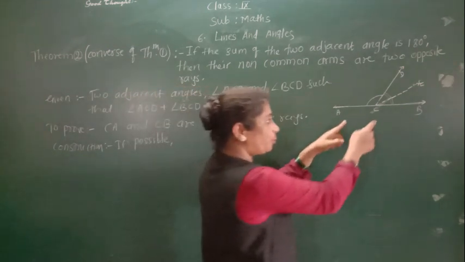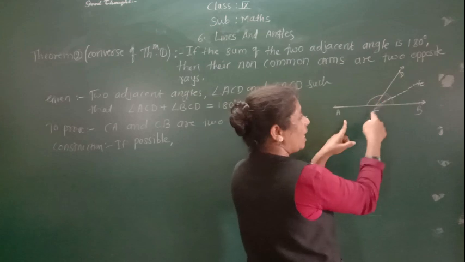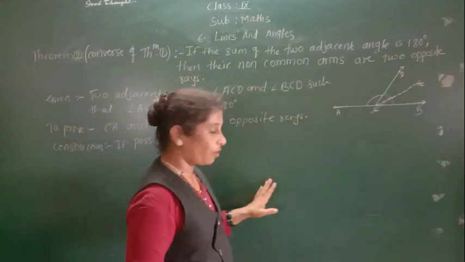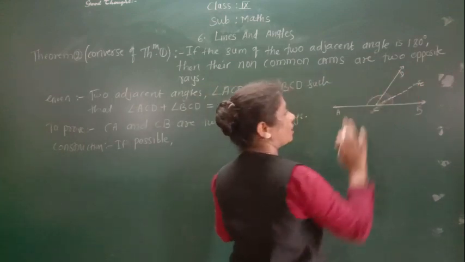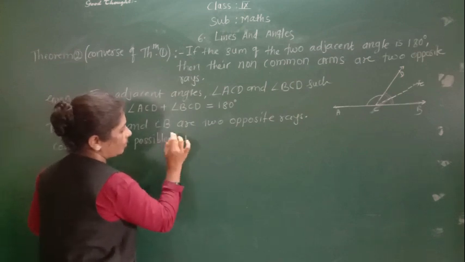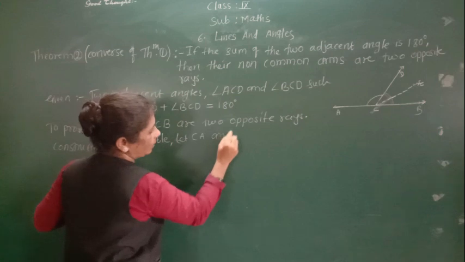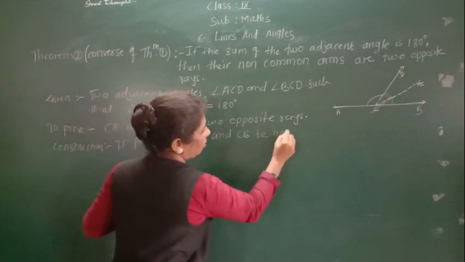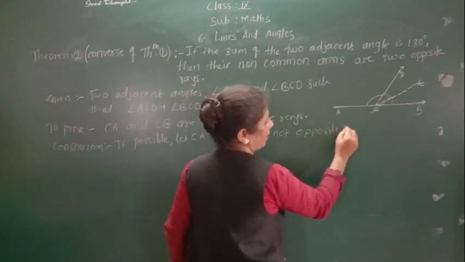But we have to prove how CA and CB, after forming this 180 degree angle, are opposite rays. Understood? So for that purpose we are taking this construction opposite to CA. Okay. If possible, let CA and CB be not opposite rays.